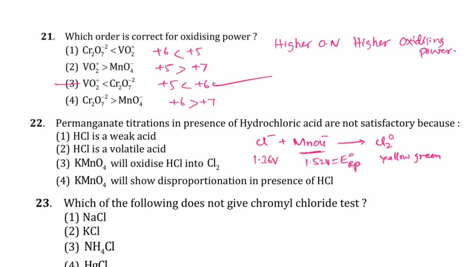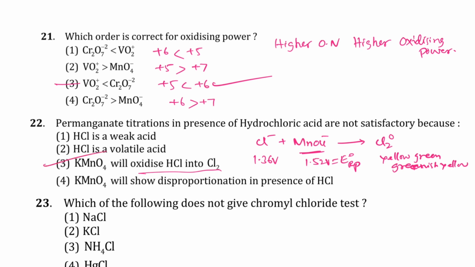Greenish yellow, you can call this greenish yellow color. Therefore, which is the correct answer? KMnO4 will oxidize Cl minus to Cl2. That is called the third option, correct.